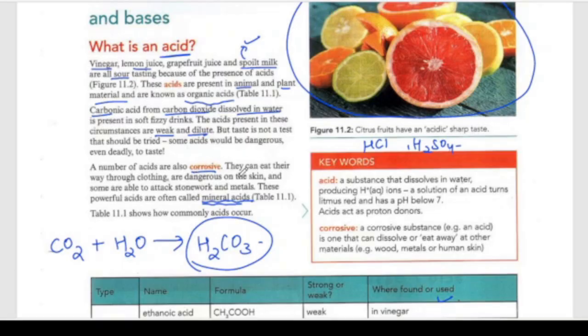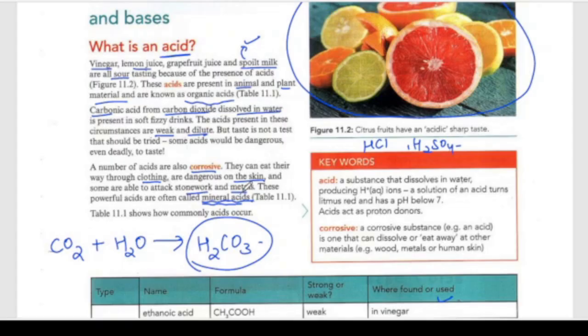Okay, and they can eat their way through clothing, and they are dangerous on the skin as well, and some are even able to attack the stonework and the metals. So they are so reactive also. Okay, so we need to be very, very careful while working with these acids.